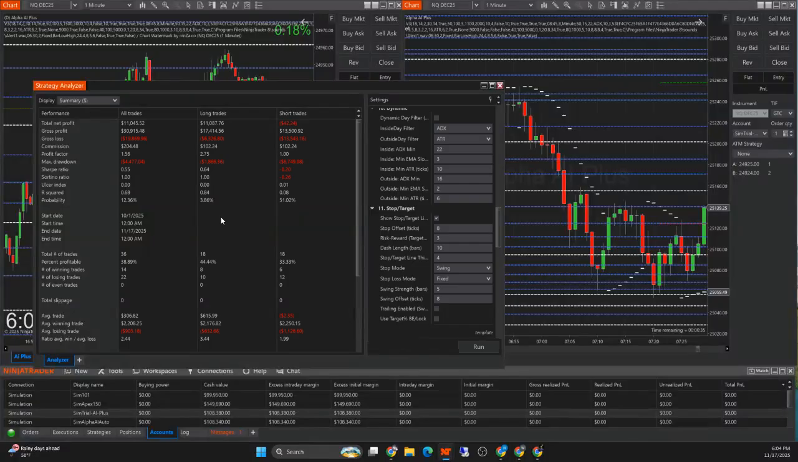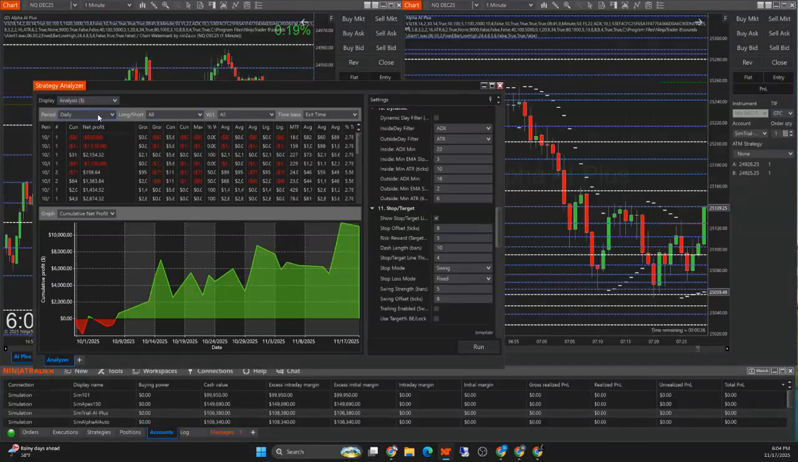This one actually is better. 3 to 1 risk reward, swing 5, and make $11,000 and $4,000 drawdown for the last 2 months. You see the daily result? Yeah, you have $1,000 daily. Here we go.